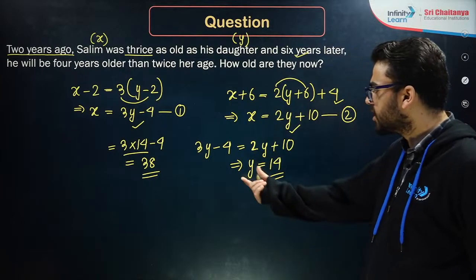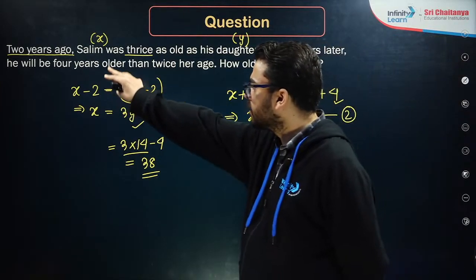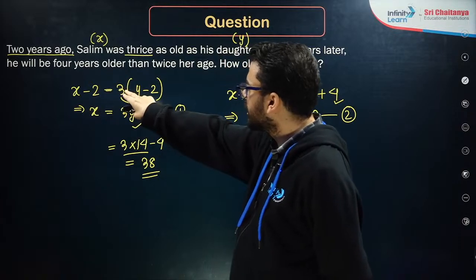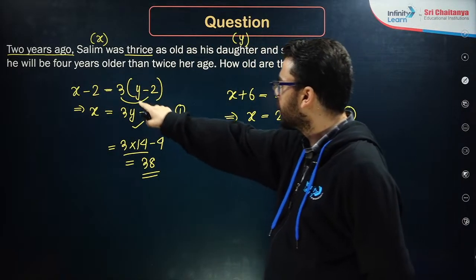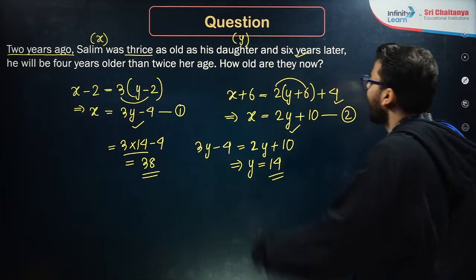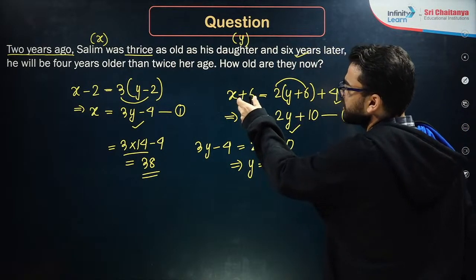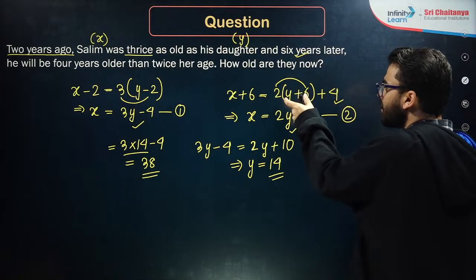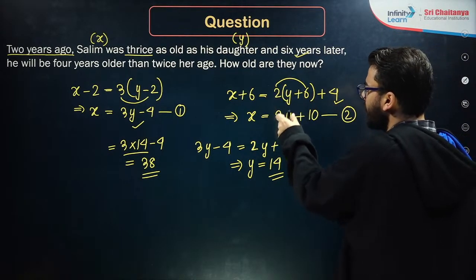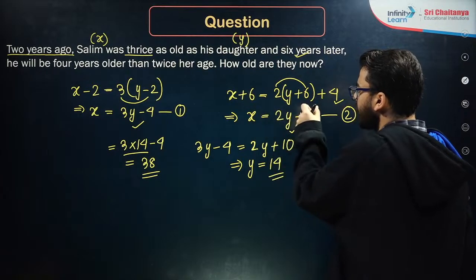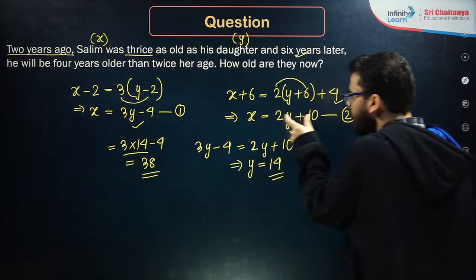You can obviously check for it once again. It's written that 2 years ago, Salim was thrice as old as his daughter. So this is 3y minus 6 plus 2, which is minus 4. That's correct. And 6 years later, he will be 4 years older than twice his daughter's age. Just simplify. This is 2y, this is 12 plus 4, 16 minus 6 is 10. So you see both of them are equal to x only.